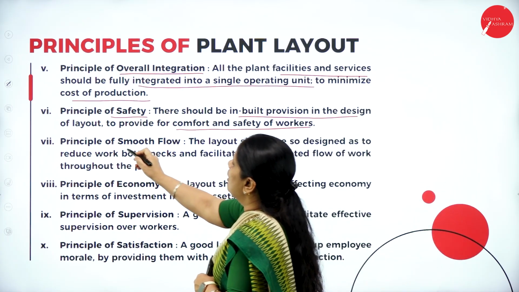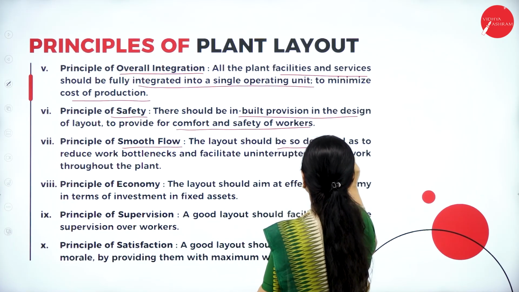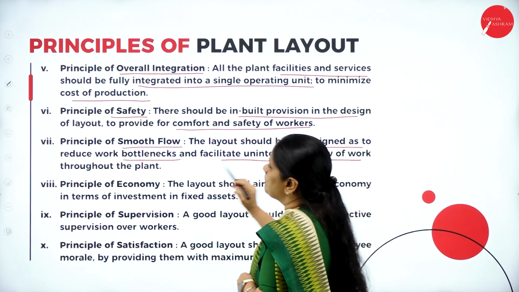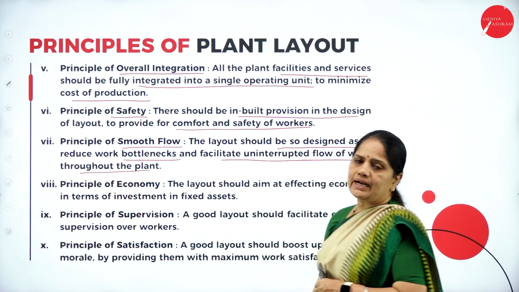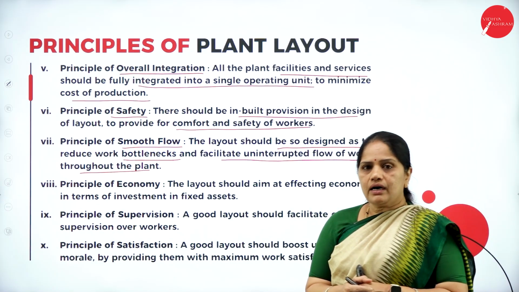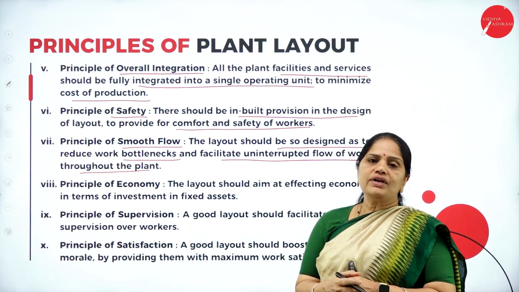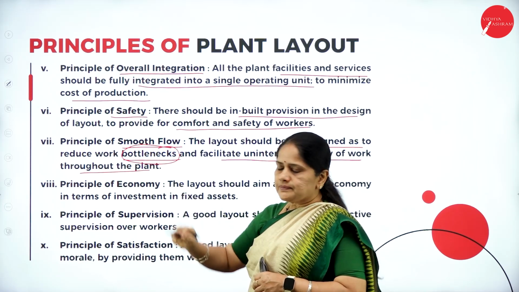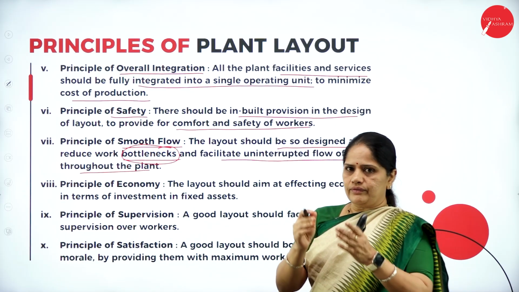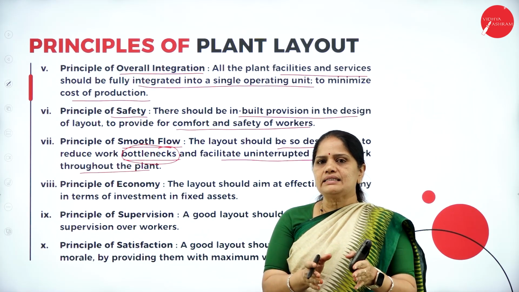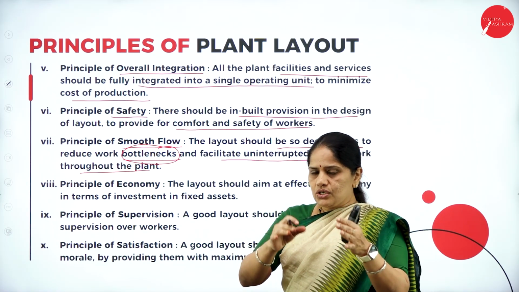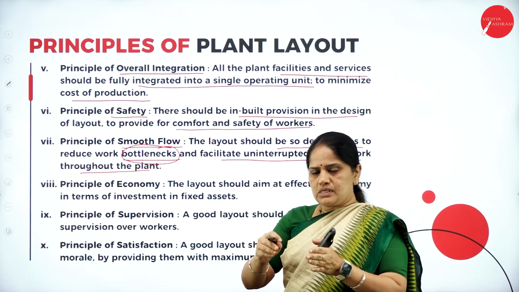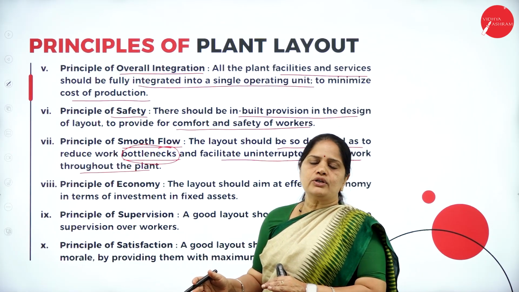Then the principle of smooth flow. The layout should be designed so as to reduce work bottlenecks and facilitate uninterrupted flow of work throughout the plant. Whenever we are planning the plant layout, we should ensure that there are no bottlenecks. Bottlenecks means the output of one process is lying there waiting for the next process to end. It should be timed in such a way that as soon as the output comes from process 1, it automatically goes into process 2.